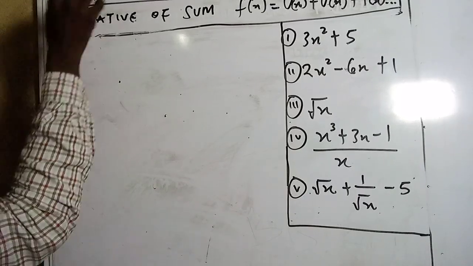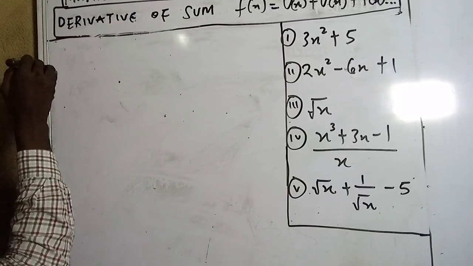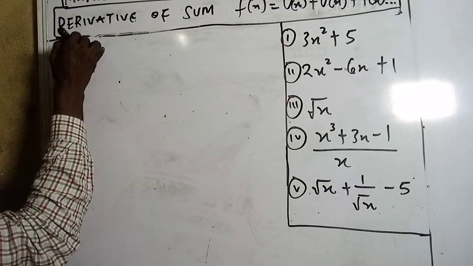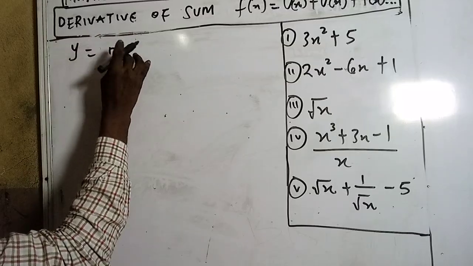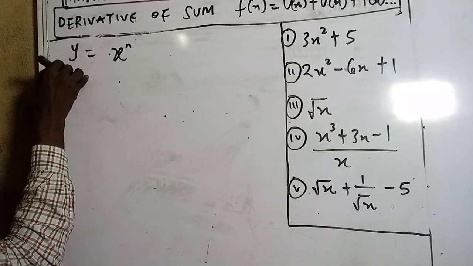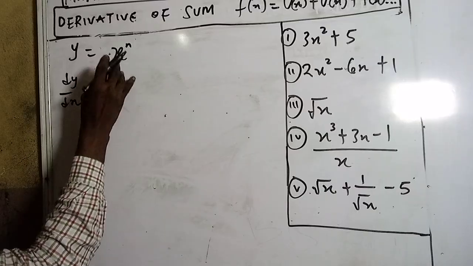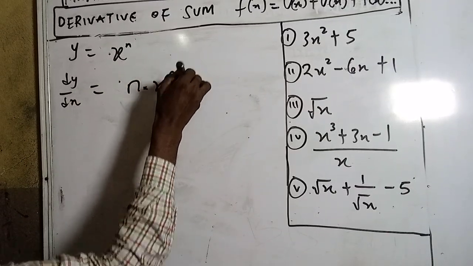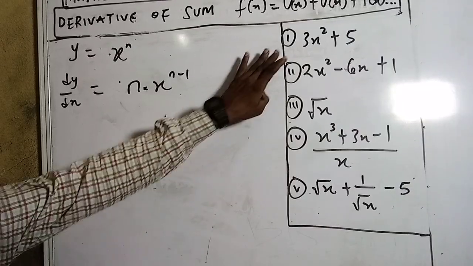Using the derivative of some expression, don't forget: if I have y equals x raised to the power n, my dy/dx will be multiplied by n, then subtract 1 from n. So that's what we're going to use for all these constants.